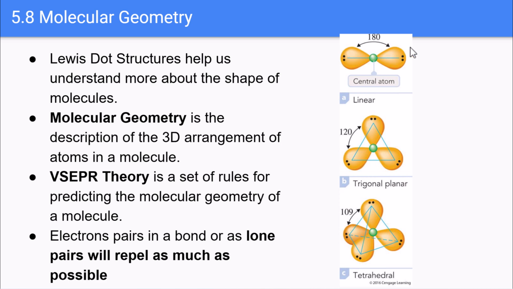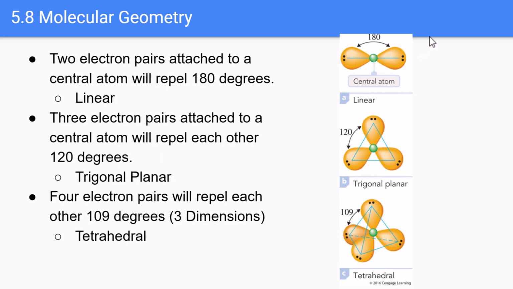So for example, if we had 2 electron pairs attached to a central atom, they'll repel 180 degrees. Electron pairs can be considered lone pairs or atoms. So we need to take that into consideration. Sometimes we'll refer to this as the steric number. It's just simply the atoms and lone pairs combined together. So 2 electron pairs would be considered 2 atoms, or 2 lone pairs, or an atom and a lone pair. It's atoms plus lone pairs added together.